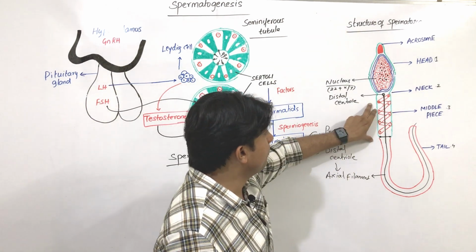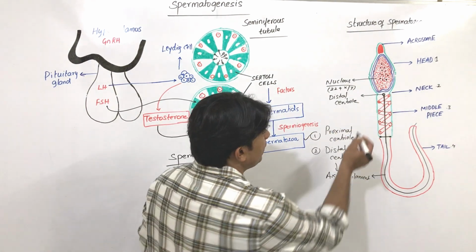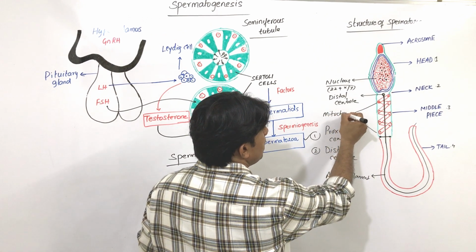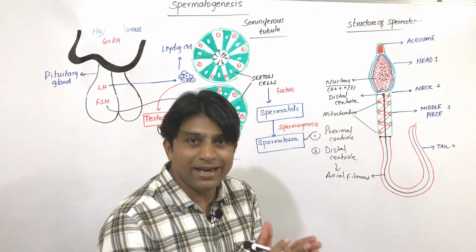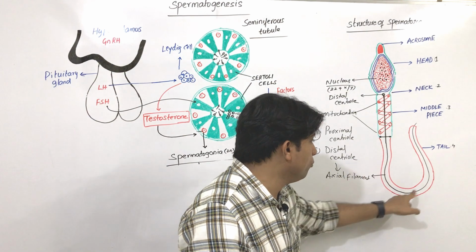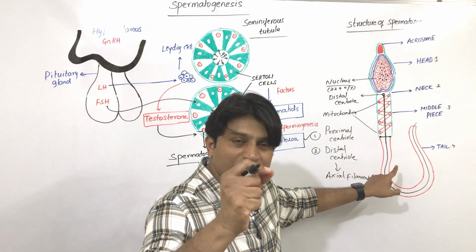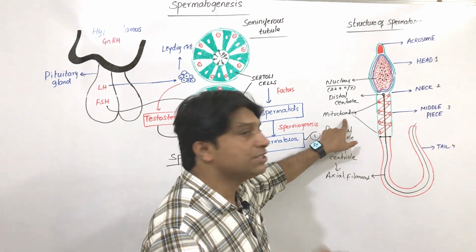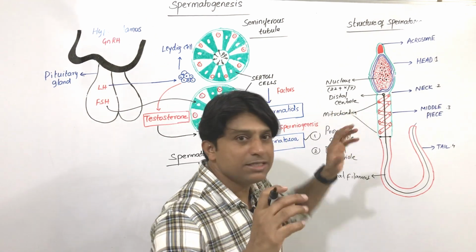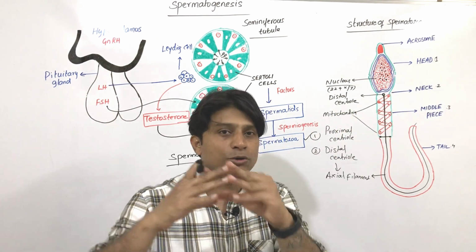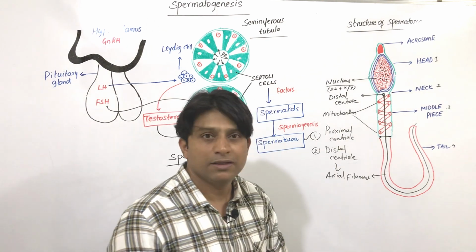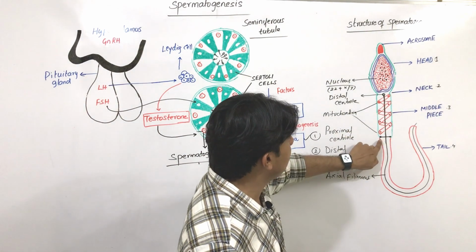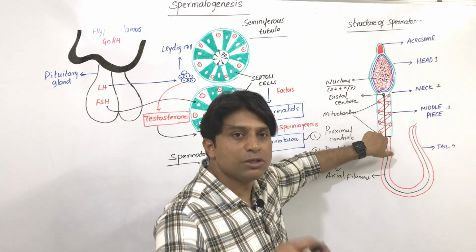Next, this is the middle piece. Middle piece is with several mitochondria. Now, these mitochondria provide energy, ATP, required for the movement of the tail. So that facilitates the motility of spermatozoa. So middle piece is the actual energy giving part of the spermatozoa, which provides energy for the movement. Next, at the junction of the middle piece and tail, you can see there is a ring centriole. This is also known as Jensen's ring.